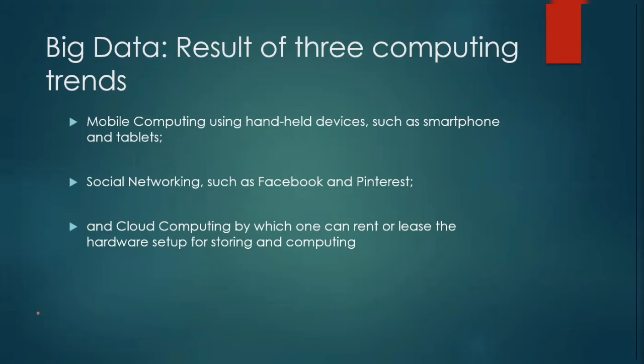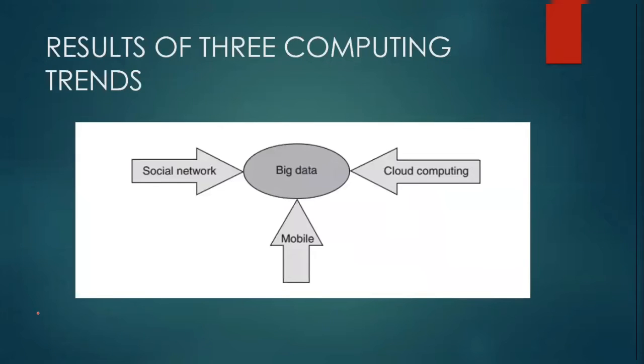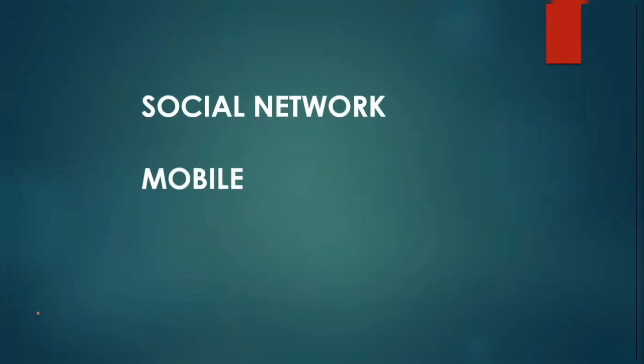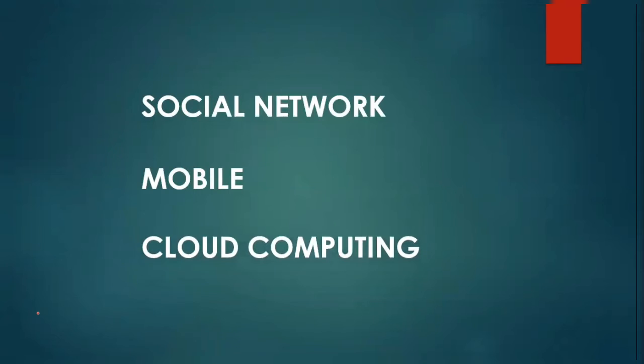Big data analytics, as shown in this figure, is the result of 3 major trends in computing, that is mobile computing, that using handheld devices such as smartphones, tablets, social networking such as Facebook and Pinterest, and cloud computing, by which one can rent or lease the hardware setup for storing and computing. So the 3 main keys that are used as big data: the social network, mobile, and cloud computing.